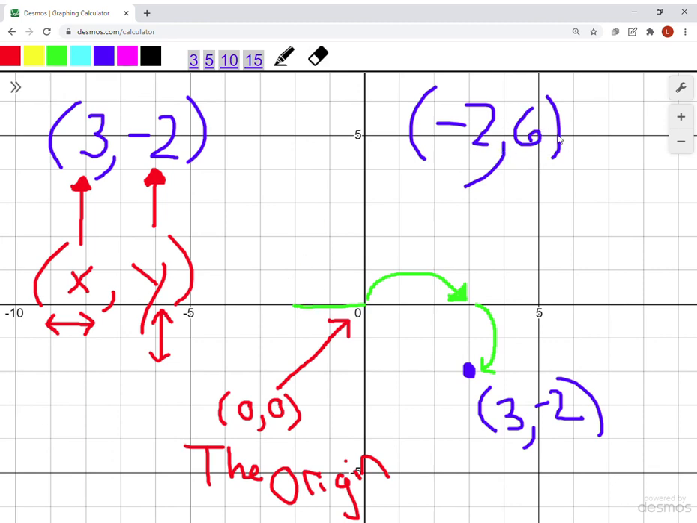I now look at my y coordinate. My y coordinate says 6, so I'm going to move +6. Now again, the positive numbers on the y are above, so 1, 2, 3, 4, 5, 6. There I go. So my coordinate, -2, 6, is going to be right there. And I successfully graphed it.